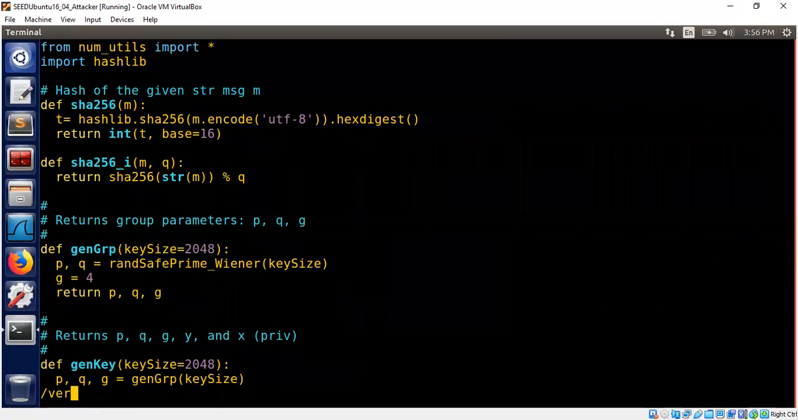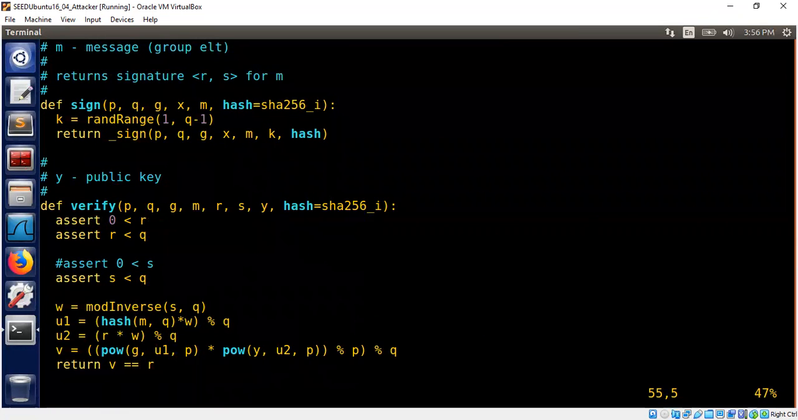Also here in the verify, I introduced a bug: don't check for the value of S. If S is 0, we are in trouble. When S is 0, W becomes 0 because of the bug I introduced in the mod inverse. When W is 0, U1 will also be 0, U2 will also be 0, but V becomes 1. That's the reason I have selected my R to be 1. R is something that I control. Y is the public key, which is publicly available. So is PQG. An attacker can choose any M, and the signature can be just as simple as R being 1, S being 0. That's basically the reason why the signature verification worked.